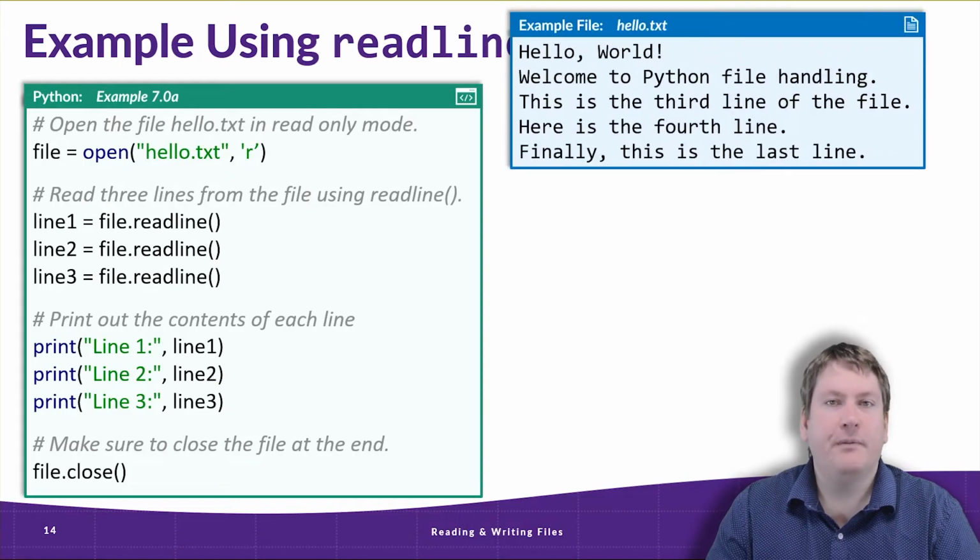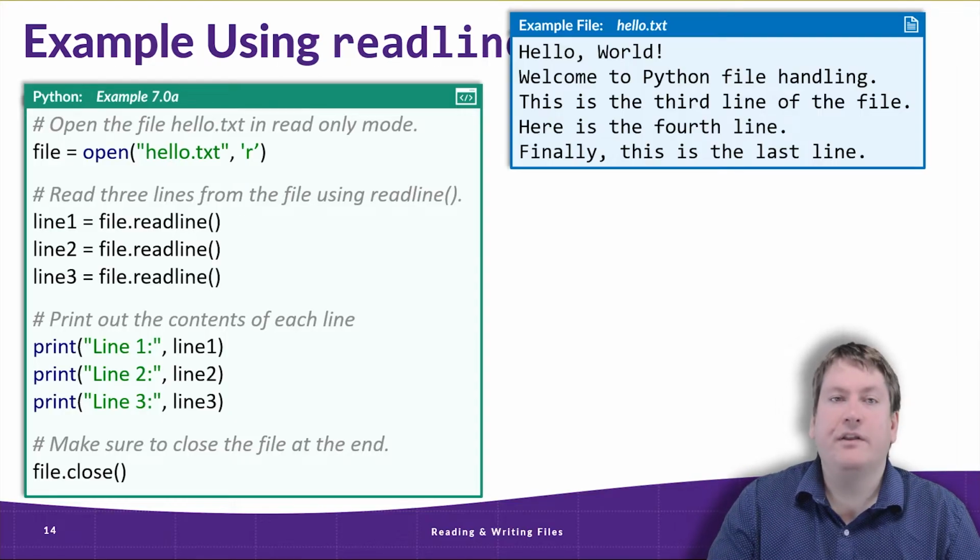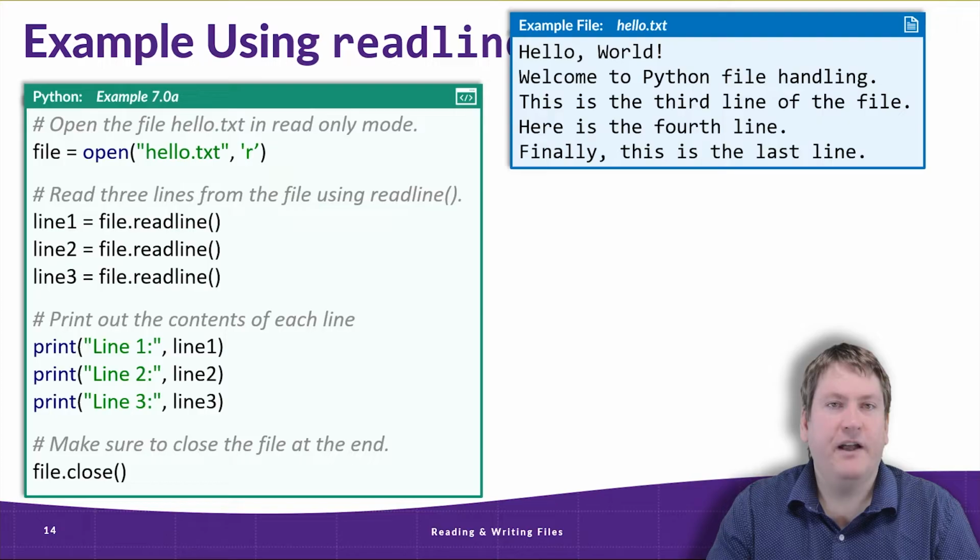And the file we're going to read from is the same one in the last example, that hello.txt, but this time we're going to use readline to read one line at a time, and we'll read the first 3 lines from the file. So we start with the open command to open the file in read mode. We've seen that before already.